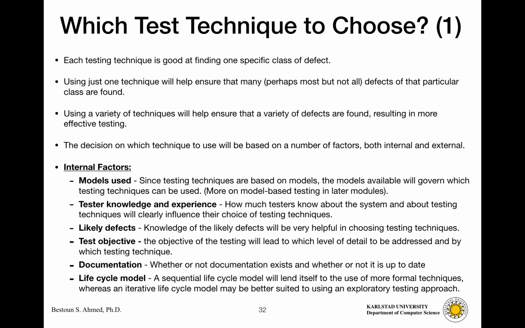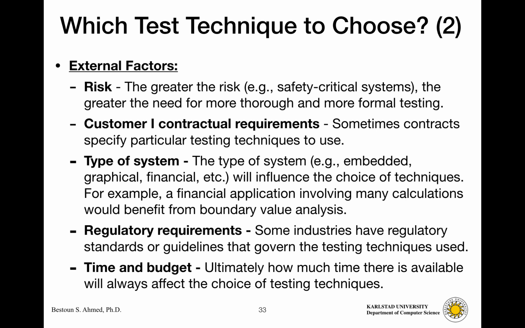For example, with the sequential life cycle model, you have to have formal techniques, but sometimes with an iterative model, you have informal techniques. You don't need to prepare a lot of documentation for the testing. You need to engage in an actual testing process. Basically, you also have, of course, external factors.